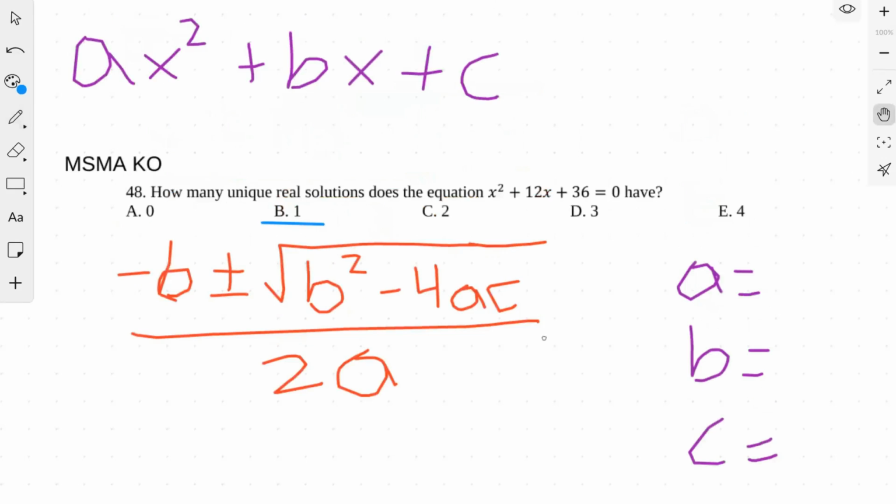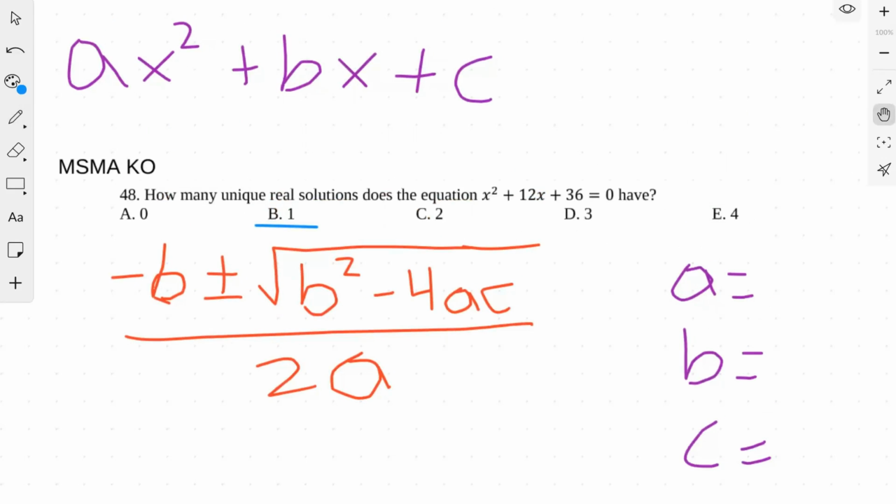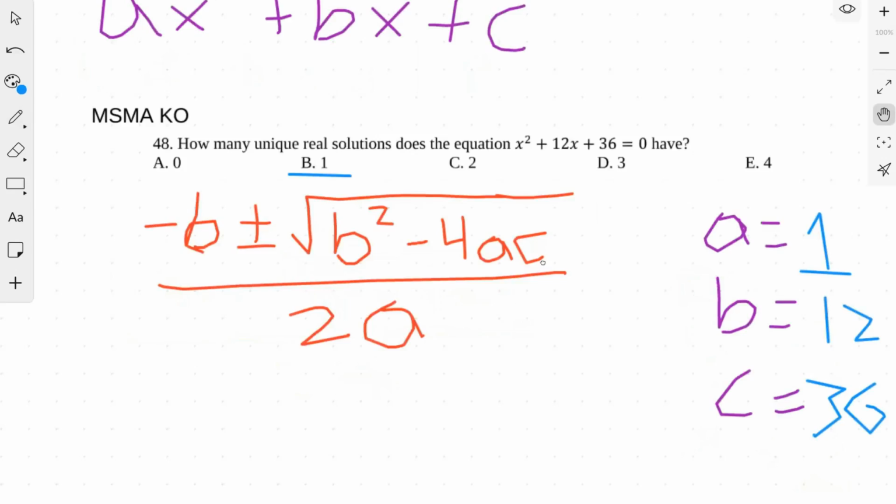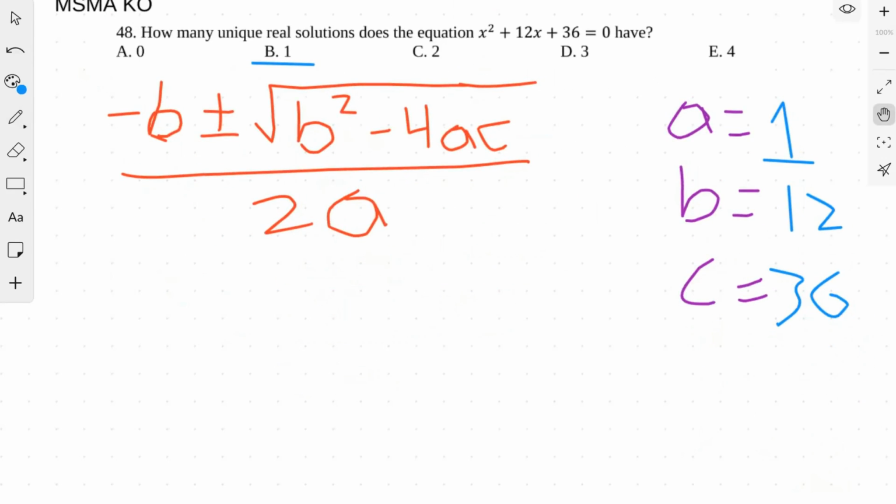The standard form of a quadratic equation is ax squared plus bx plus c. So in this case, if we look at the equation that we are given, a is equal to 1, b is equal to 12, and c is equal to 36. So let's substitute a, b, and c into the equation.